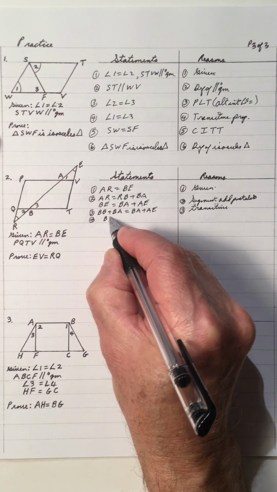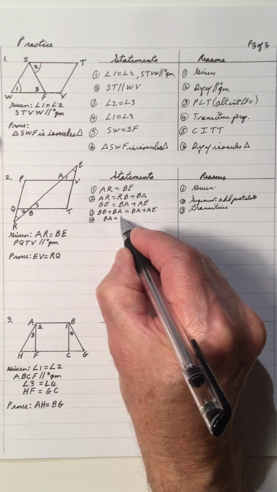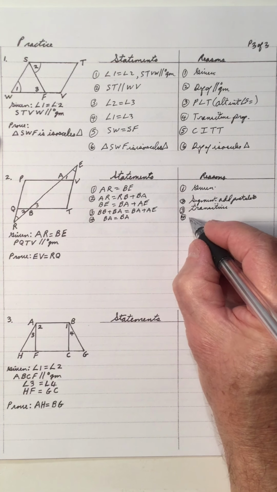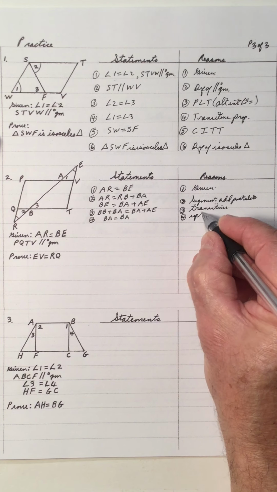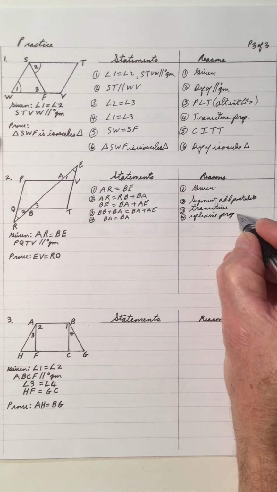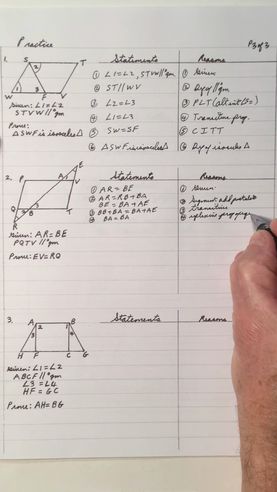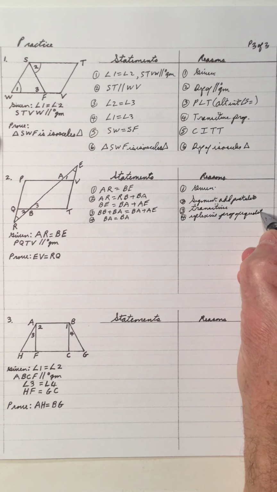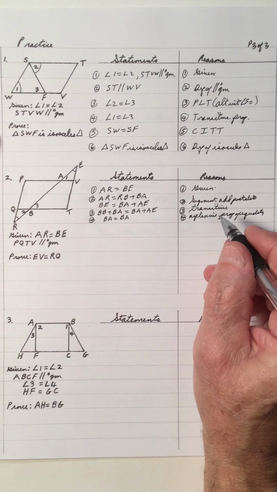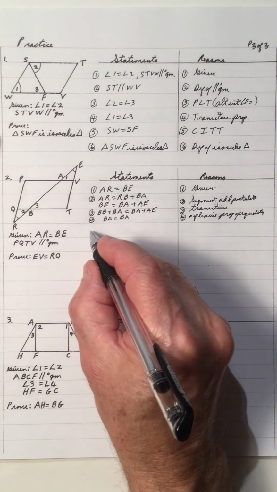And now we notice that we got BA on each side. So again, BA equals BA. And this is what we call the reflexive property of equality. Again, in doing proofs on congruent triangles, these are the properties you had to learn early.